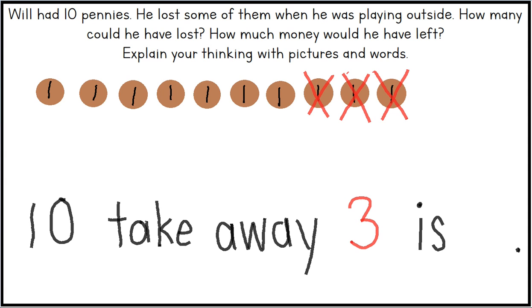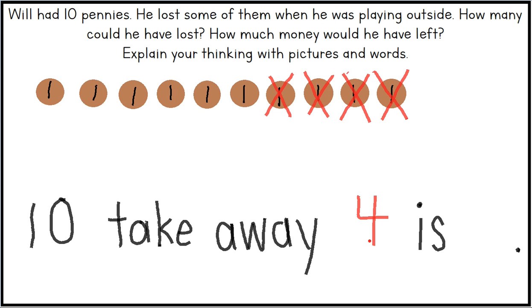And I'm going to say 10 take away 3 is 1, 2, 3, 4, 5, 6, 7. 7 pennies. 10 take away 3 is 7. Alrighty, let me erase these. And we're going to say he lost another penny. So now he lost 4 pennies. He's really not taking care of his stuff, is he?